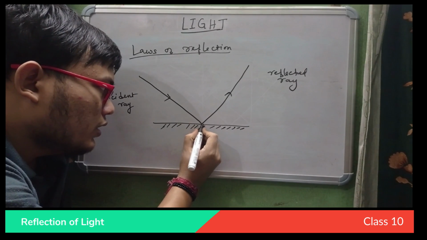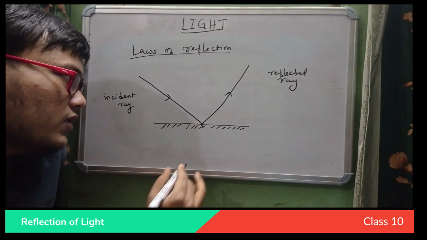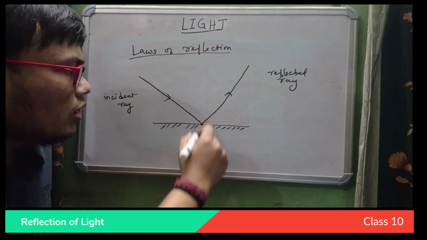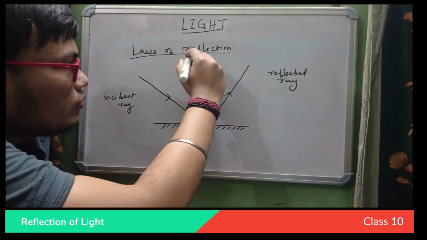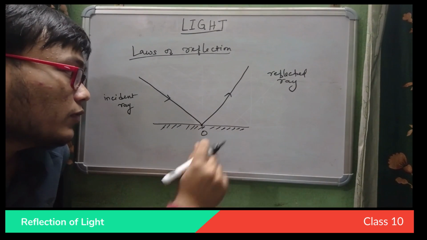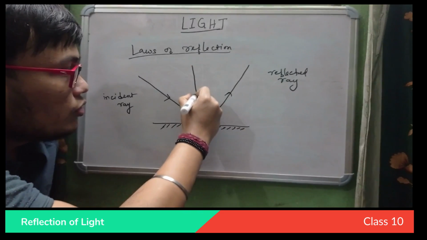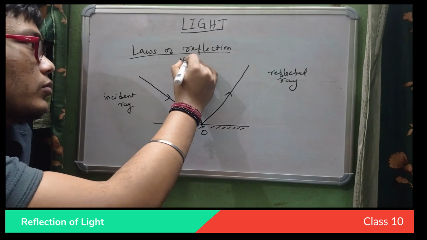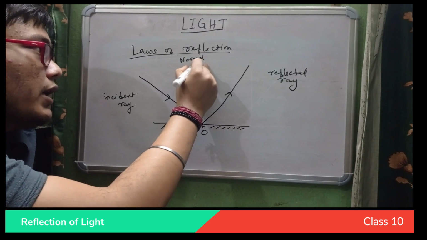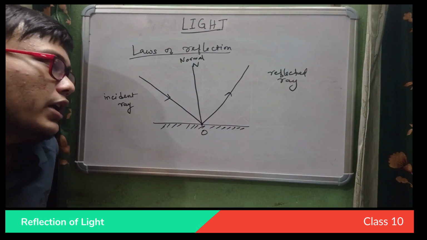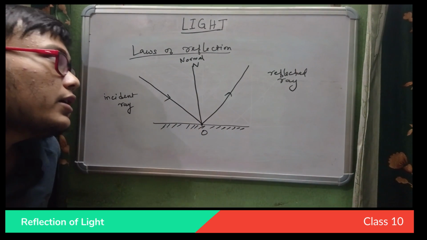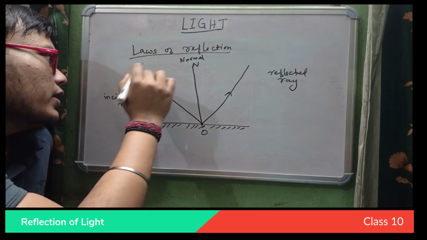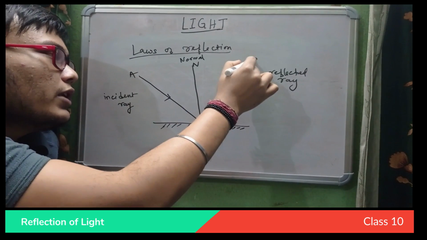Let us consider the point of contact of the incident ray on the opaque surface as O. If we draw a line perpendicular to the surface of the opaque mirror at this point O, this perpendicular line is known as the normal and is denoted by N. Let us denote the start of the incident ray as A and the reflected ray as B.